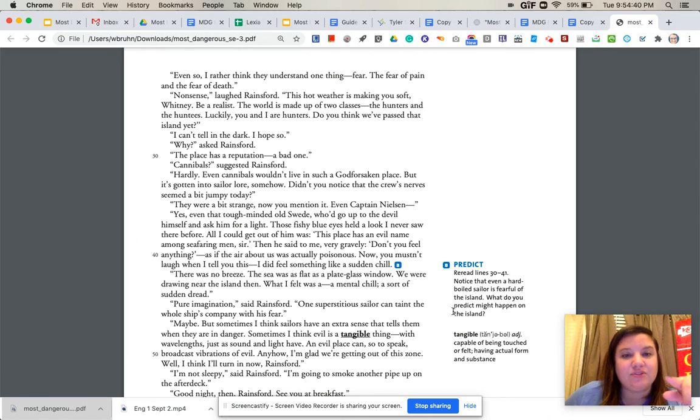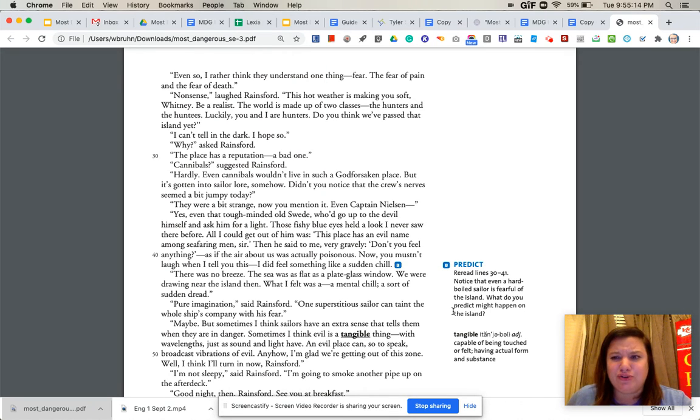Then they're talking about this island that they talked about at the very beginning. Whitney says that it has a bad reputation. Rainsford asks, are there cannibals that live there? Now, cannibals, if you don't know, are people who eat other people. Whitney says, hardly, even cannibals wouldn't live there. So this has to be a place that is so bad that even people who eat other people wouldn't live there. So there's got to be something crazy going on there.